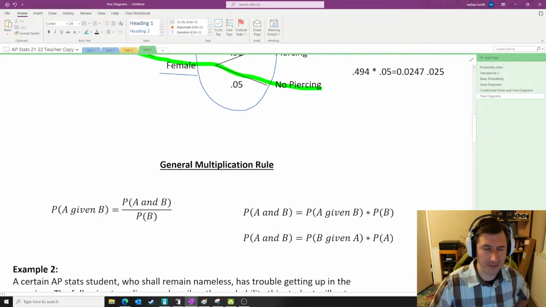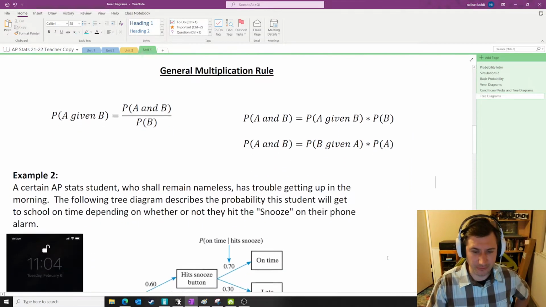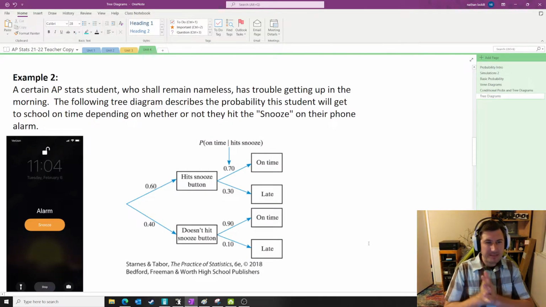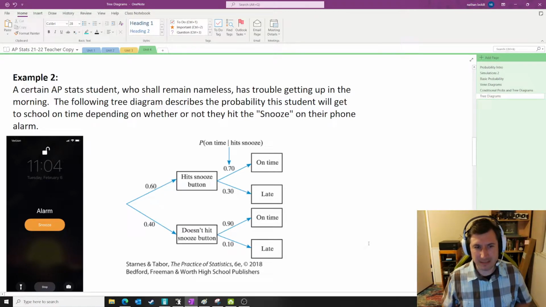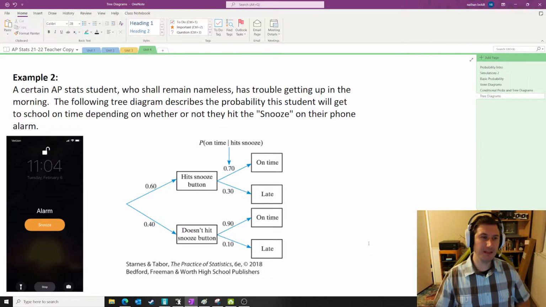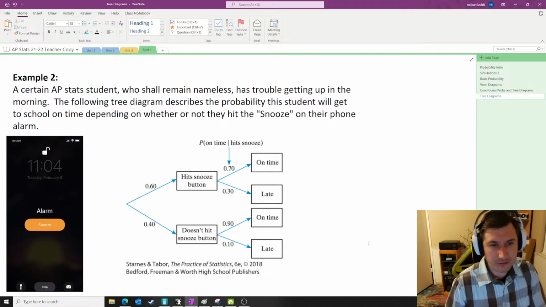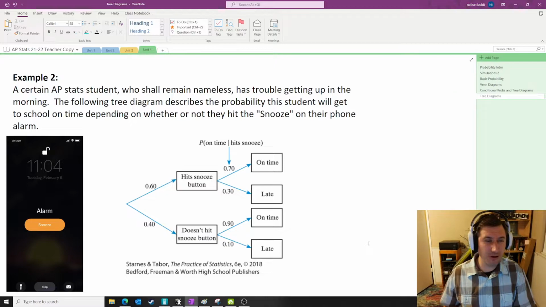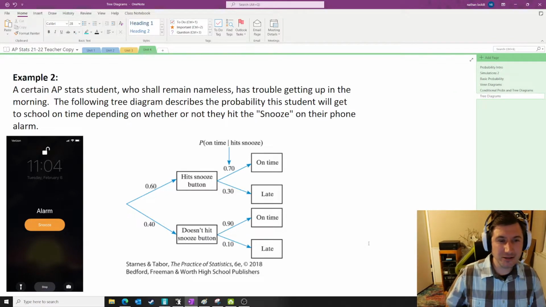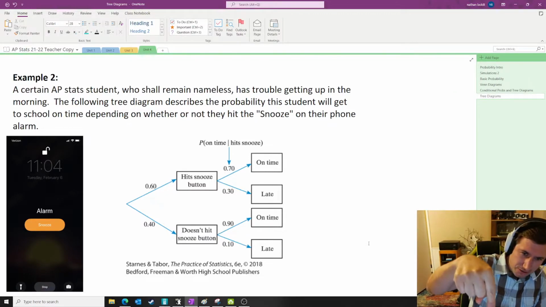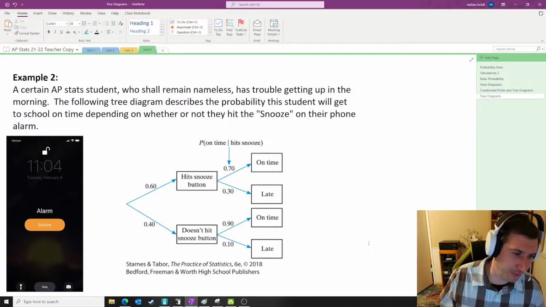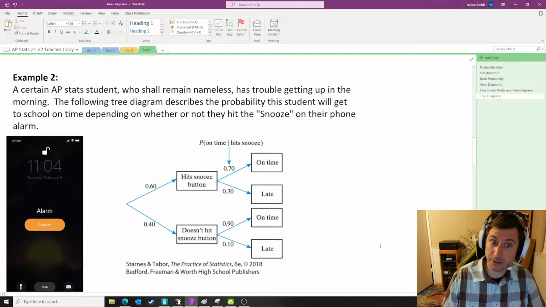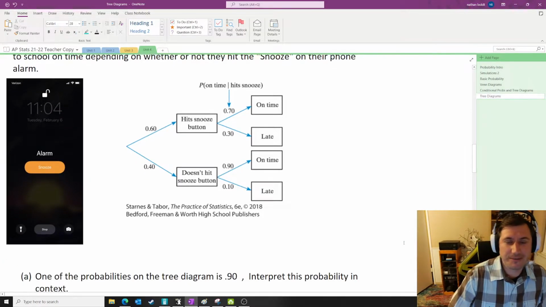All right, let's do an example here. Hopefully that will sort of click a little bit. So, a certain AP Stat student, who shall remain nameless, has trouble getting up in the morning. The following tree diagram describes the probability this student will get to school on time depending on whether or not they hit the snooze button on their phone alarm. We've all been there. You were probably there this morning. All right, so was I.